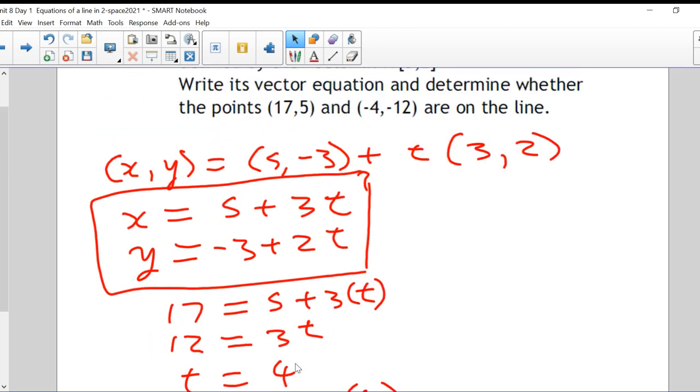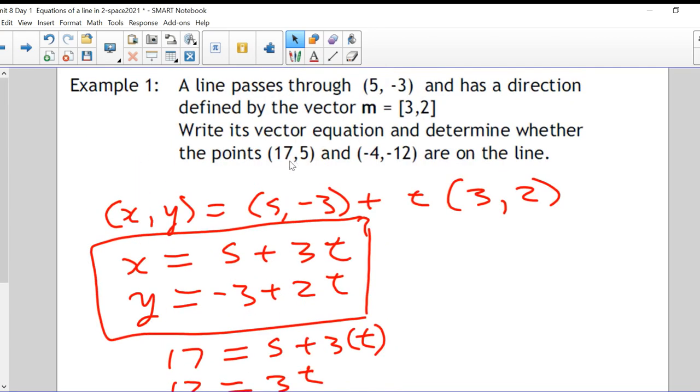So what does that tell you? 17, 5. This point is on the line. The line that's described using this vector format, the point with a scalar of this direction vector, does describe a line which has the point (17, 5) on it.